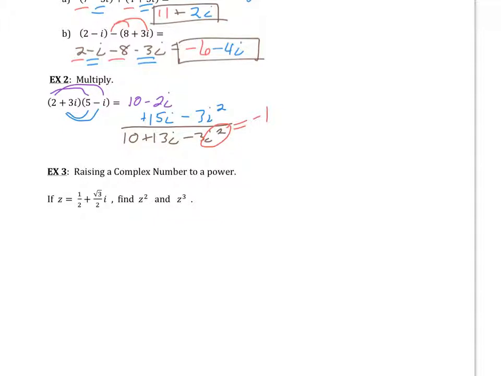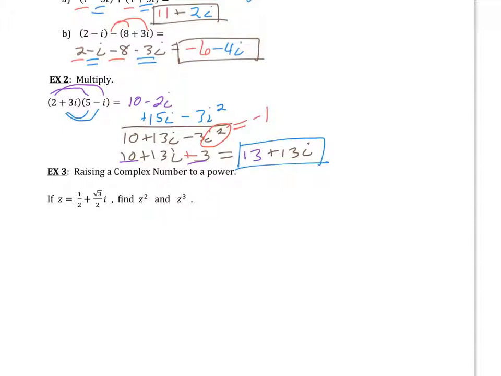So we end up with 10 plus 13i, and instead of a minus, that changes to a positive 3, just a positive 3. So now you're going to collect your like terms. So I've got a 10 and a 3, which gives me 13, and then I have my plus 13i, and then that is my product. 13 plus 13i.